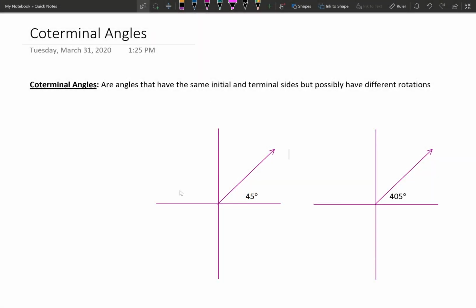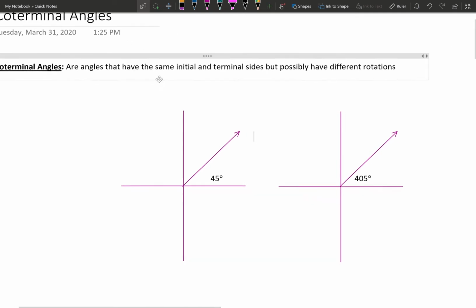Alright guys, so in this lecture we're going to be going over coterminal angles. What are coterminal angles? Well, they're angles that have the same initial side and terminal sides, but they have different rotations from each other. So what do I mean?